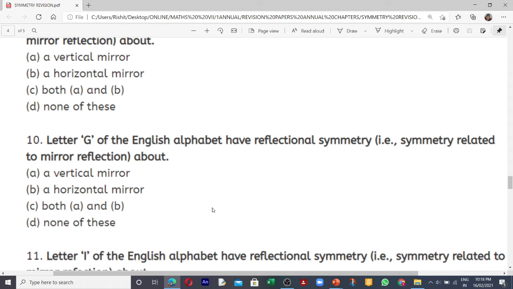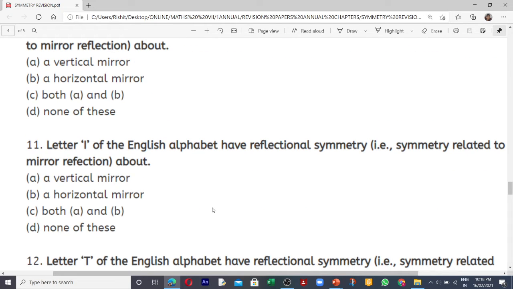Okay. Question number 11. In question number 11 also same thing. Letter I, capital I, children, has reflection symmetry about a vertical mirror, horizontal mirror, both A and B or none of this. Come on, what is the answer of this? Question number 11. A, B, C or D. Whatever your answer is, you can write.